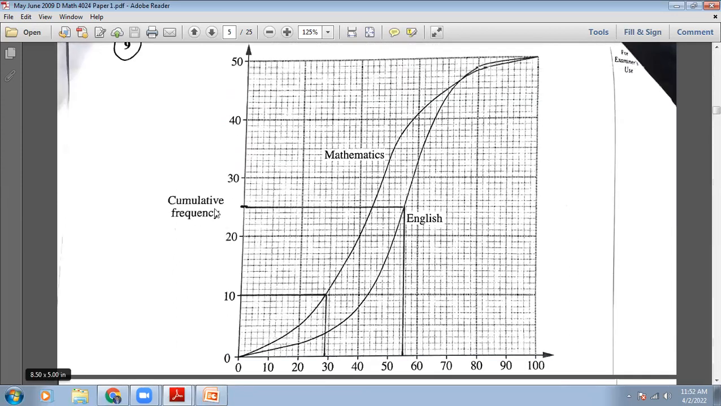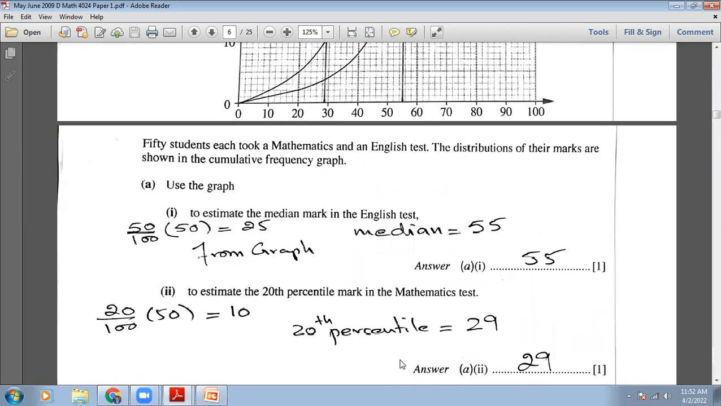Suppose here we go. So that's 25. From 25 I went to here. So under this point, what's the value here? This is approximately 55. So the median marks for the English test are 55.